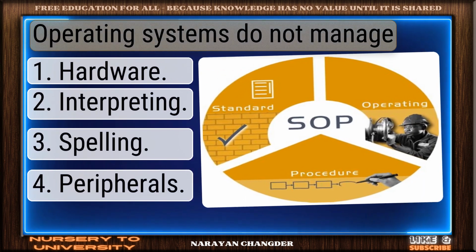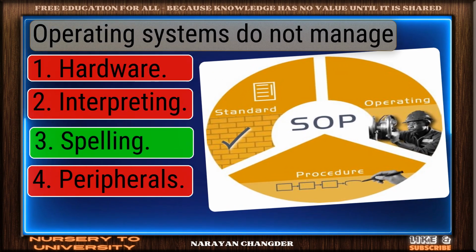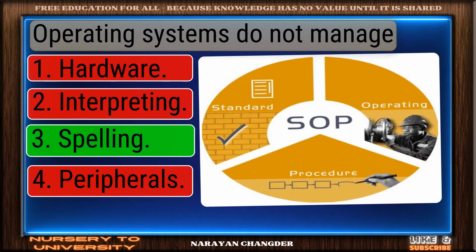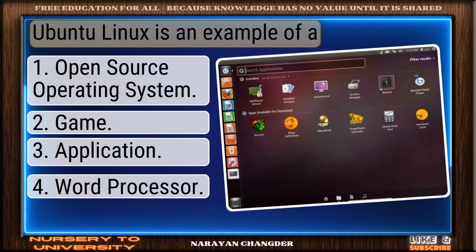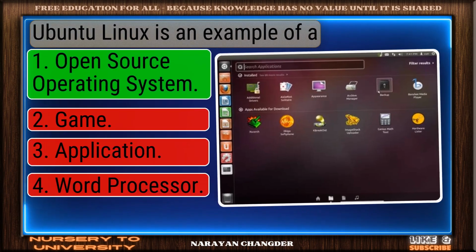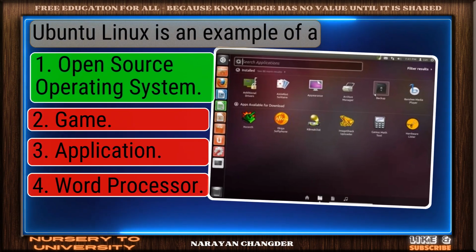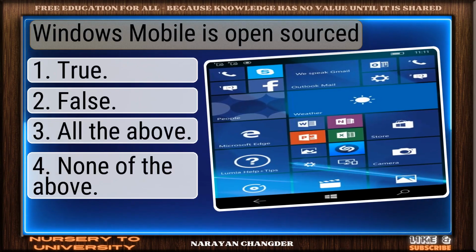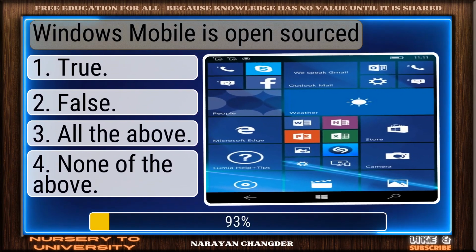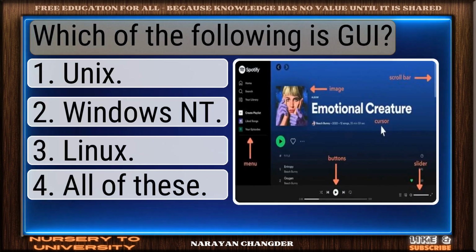Operating systems do not manage. Nice work. You chose spelling, and it is correct. Ubuntu Linux is an example of a. Right again. Open source operating system is a valid answer. Windows Mobile is open sourced. Correct response. False is the most accurate answer.